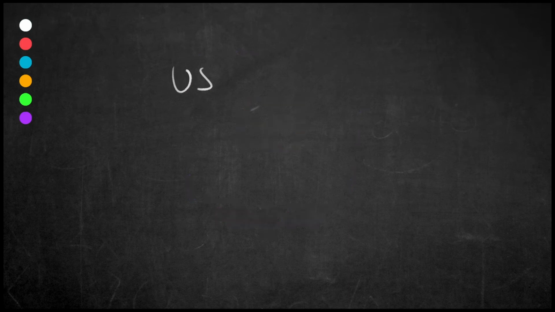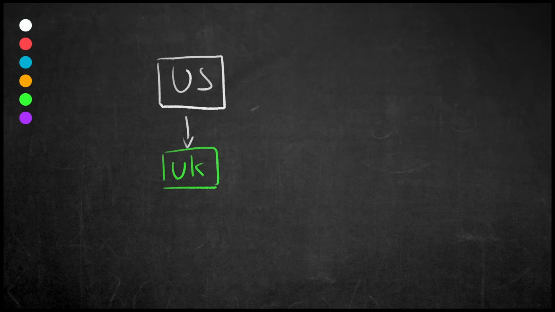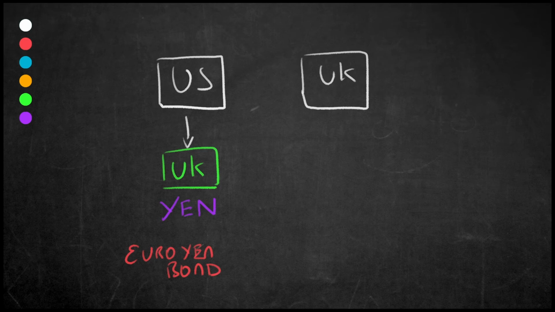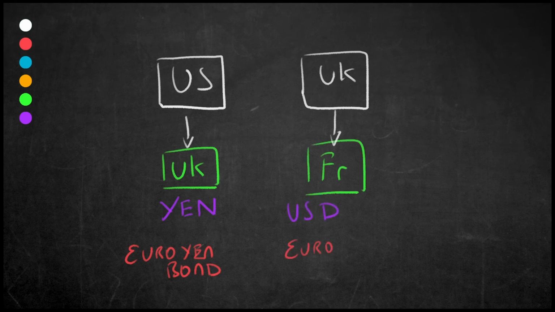Now this is going to get a bit more complex. What if this US company wanted to issue bonds in the UK, but in a currency other than USD, say Japanese yen? Well, it can do this, and this bond would then be called a Euro-yen bond. Let's look at another example. What if we had a UK company issuing bonds in France, but in USD? This would be called a Euro-dollar bond.